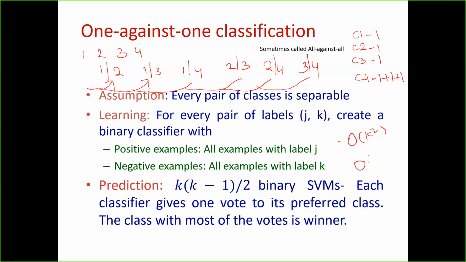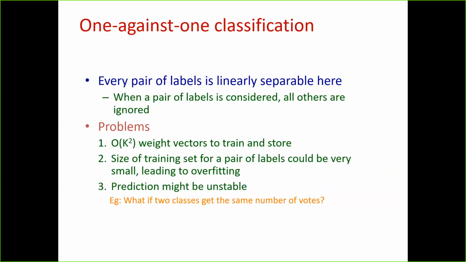So if you compare it with 1 against all, the training complexity is order of k, and the testing complexity is also order of k, right? Whereas for 1 against 1, the training complexity and testing complexity, both are order of k square, right? So here, every pair of labels is linearly separable. That's the assumption. And when a pair of labels is considered, all the others are ignored.